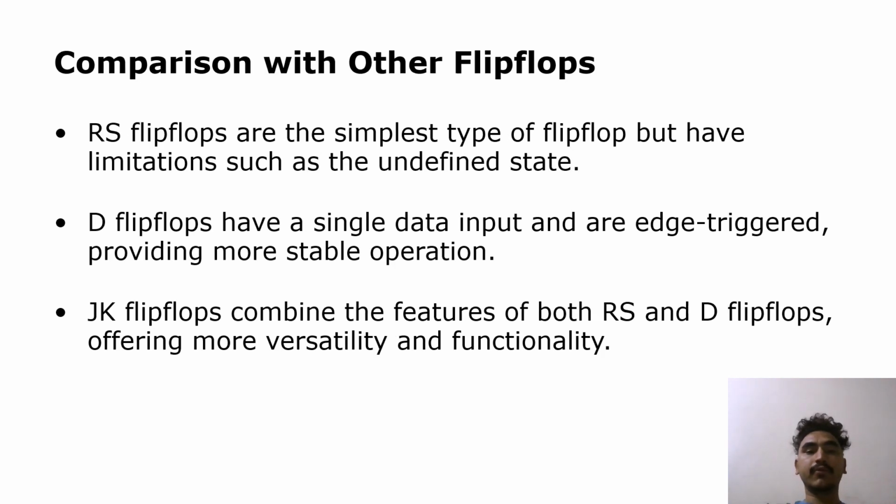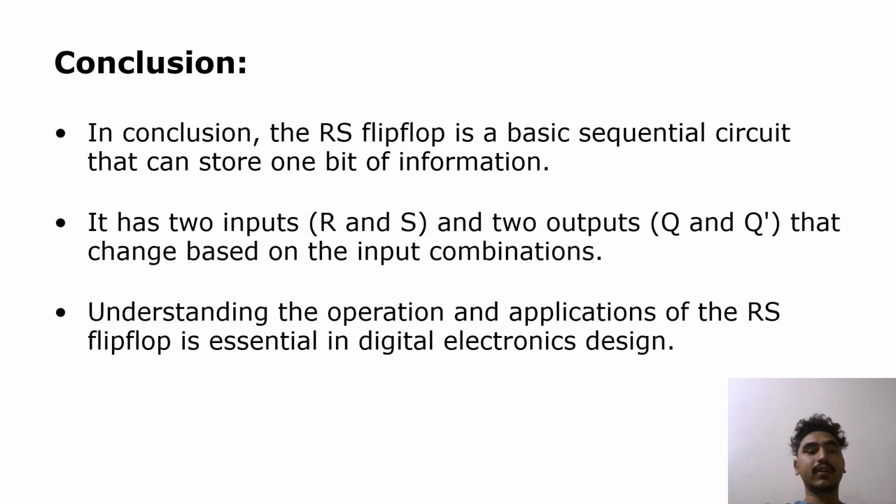Comparison with other flip-flops: RS flip-flops are the simplest type of flip-flop but have limitations such as the undefined state. D flip-flops have a single data input and are edge triggered, providing more stable operation. JK flip-flops combine the features of both RS and D flip-flops, offering more versatility and functionality. Now let us move to the conclusion.